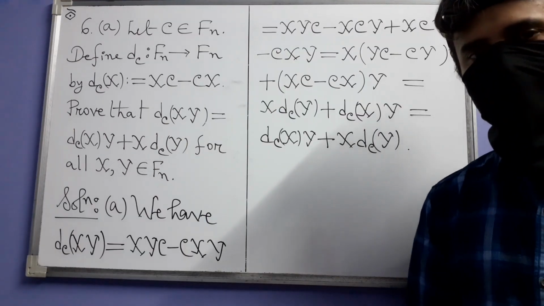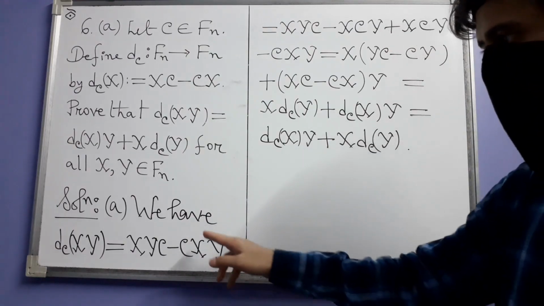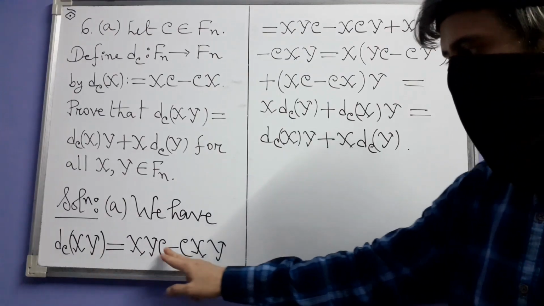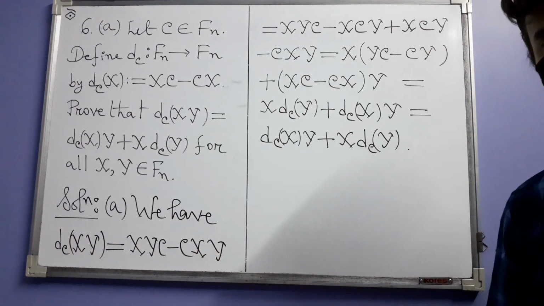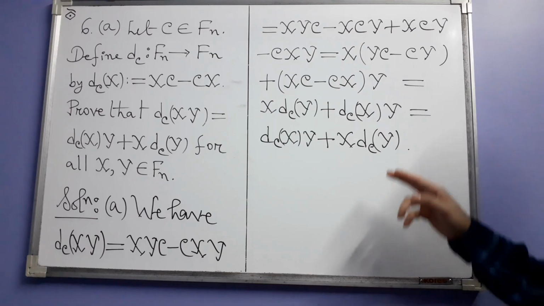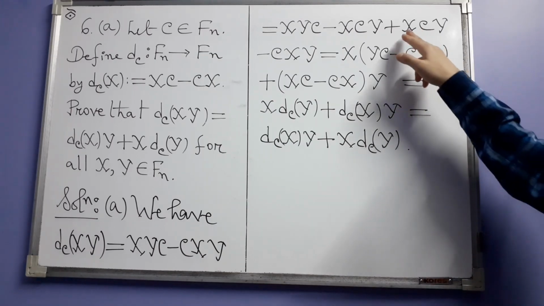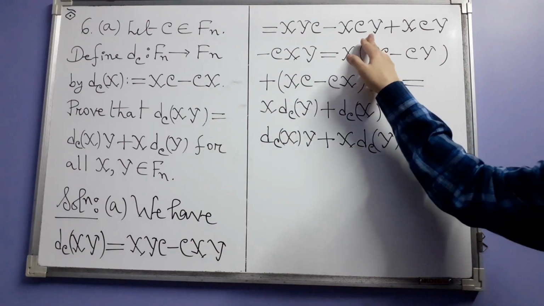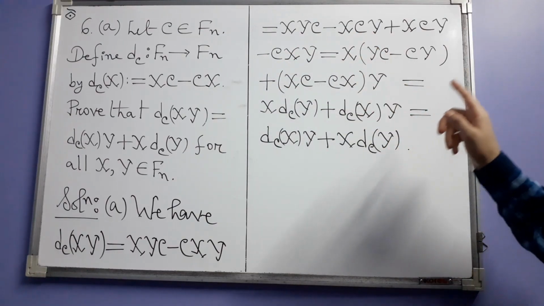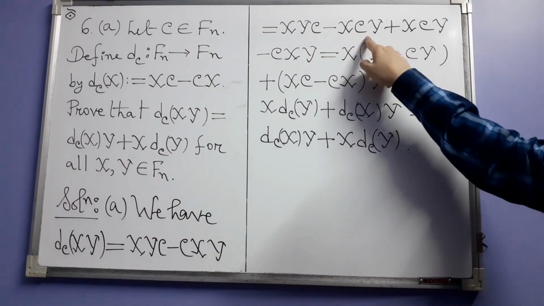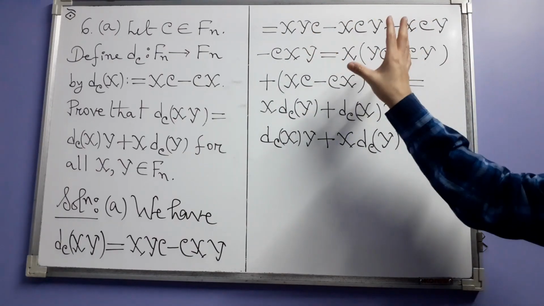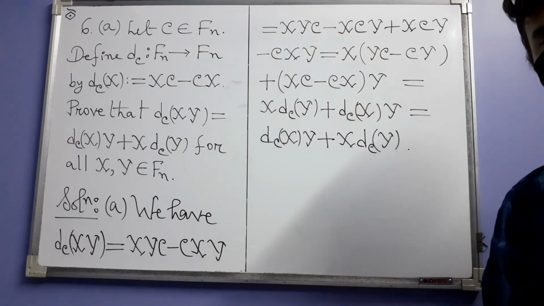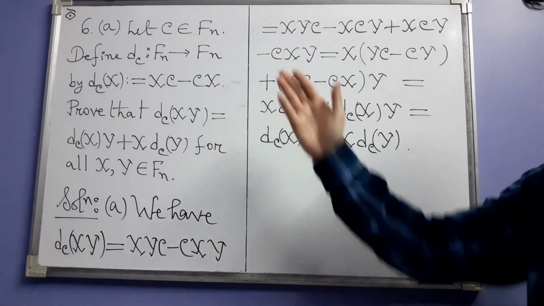The solution is pretty straightforward. So we straight away just simply consider dC of xy. By definition, that is just xyC minus Cxy. And then what we do, we introduce extra terms. We write plus xCy and minus xCy. And then from the first two terms in this new expression, we take x common out using the left distributive law that we have in the algebra Fn.